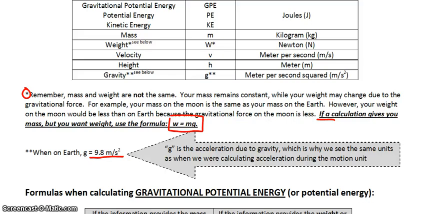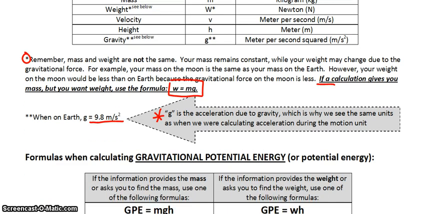The last variable we're going to see with our energy calculations is gravity. Gravity will be abbreviated with a G, and it is going to be measured in meters per second squared, or m/s squared. Hey, where have we seen that unit before? We saw that when we were talking about acceleration during our last unit. Remember, force equals mass times acceleration, and acceleration was always in meters per second squared. If you look at our little arrow here, it says G, gravity, is the acceleration due to gravity, which is why we see the same units as when we were calculating acceleration during the motion, or the balloon car unit.